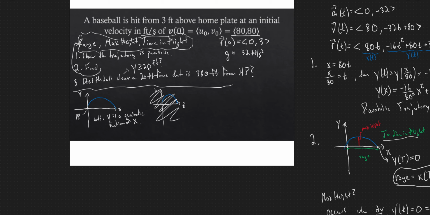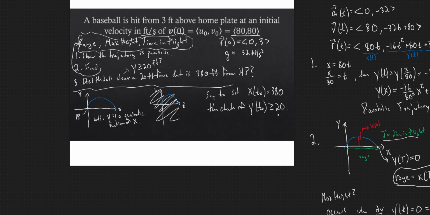And at what point? Well, the point is when the x component is 380 feet. So let's define t naught such that x of t naught is equal to 380. If we're able to get a hold of the time when the x component of my position is 380 feet, then I can take that time and evaluate it for my y function. Then check if y of t naught is greater than or equal to 20 feet.